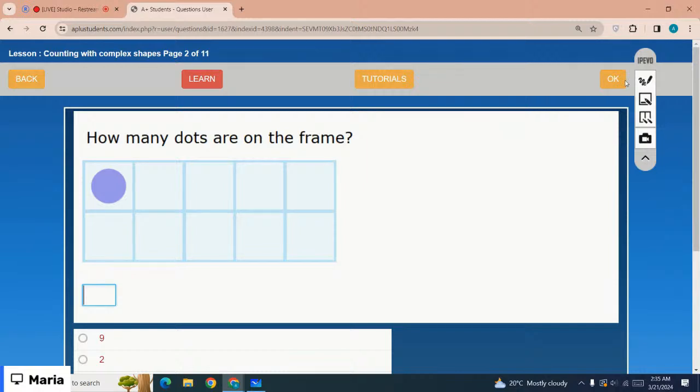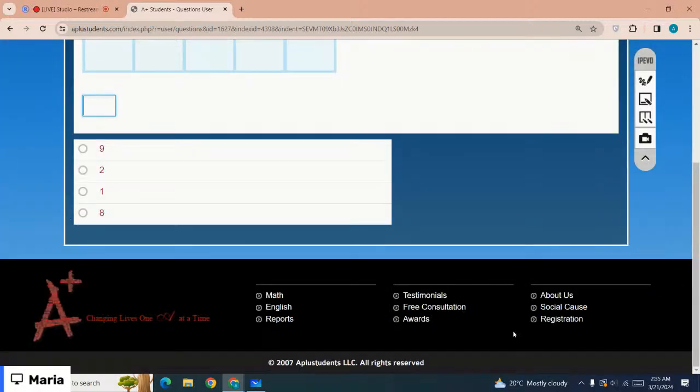How many dots are there on the frame? There is only one dot. The correct option is one dot. The correct option is 1.